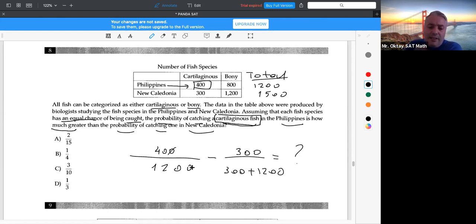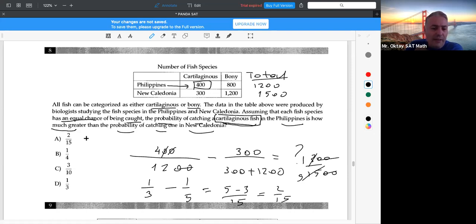So if I simplify this, 1/3. So 300 divided by 1,500, right? 1,500. So 1/5. It will be 5 minus 3 over 15. So 2 over 15. Do I have 2 over 15? Part A. That's it. Let's check it.